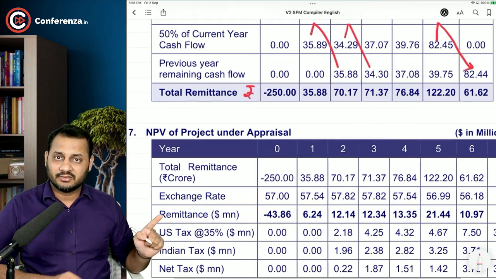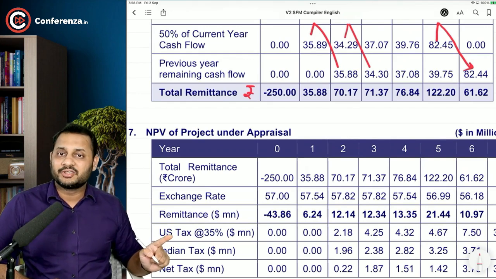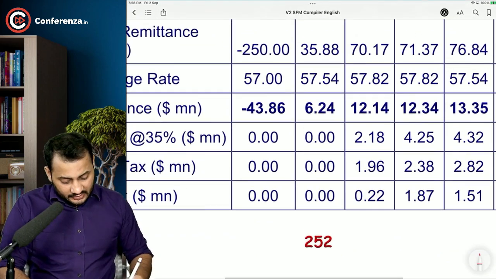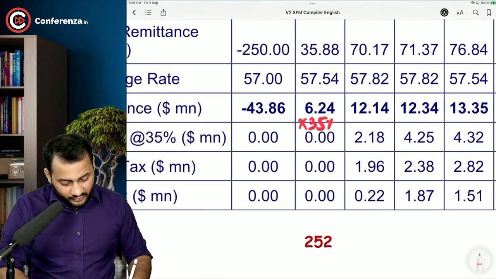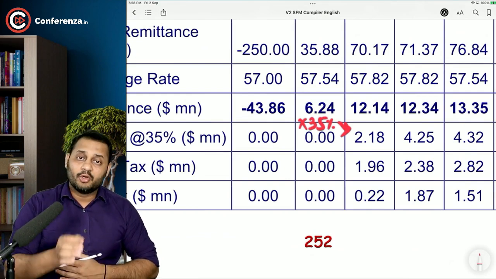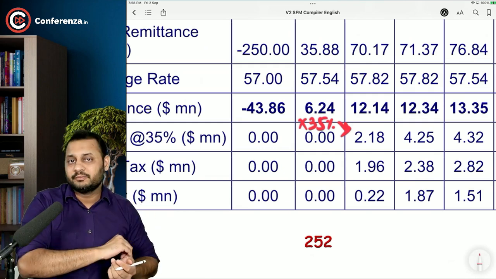Once this remittance, this amount, goes to America, we will have to pay 35% tax on that in the next year. So understand, 35% on 6.24 in the next year, 2.18. Getting it? Because in both the countries, tax of a particular year has to be paid in the next year.